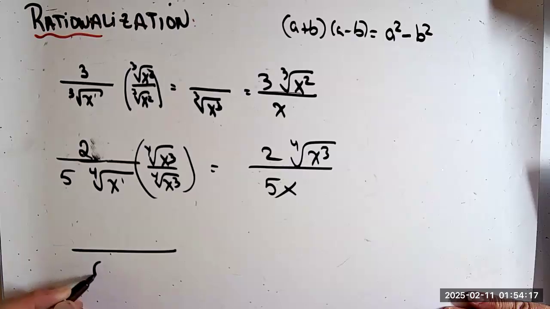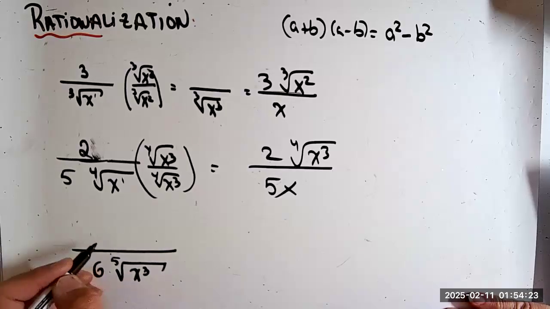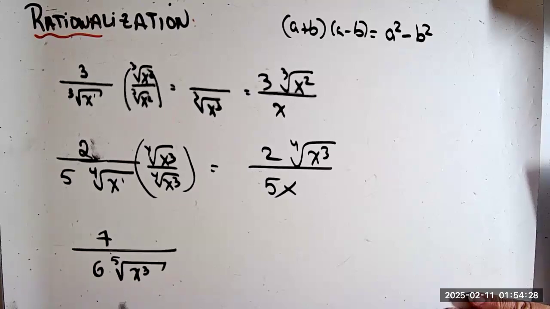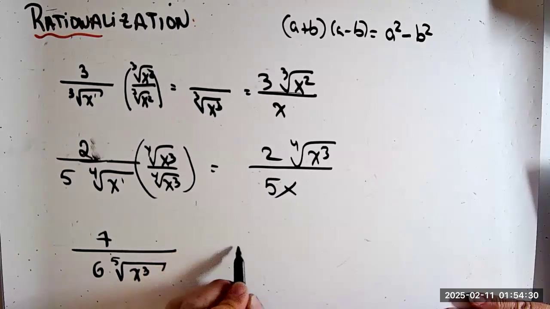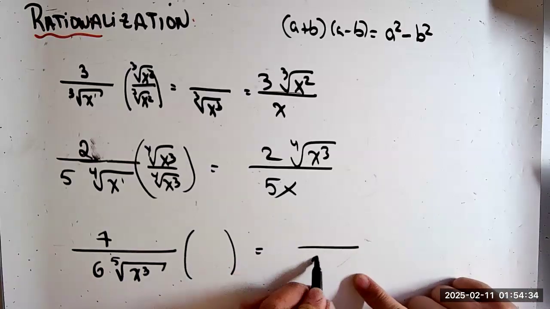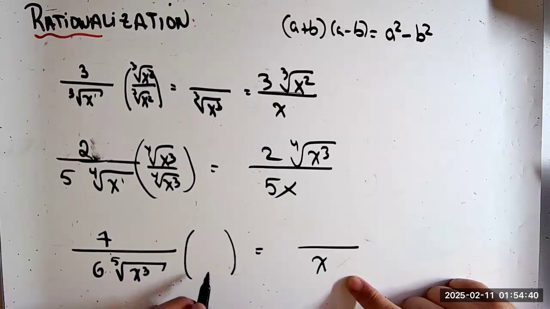Last but not least, if I have 6 over the fifth root of x cubed, and here I have 7. Okay, so if I need the fifth root, I need x to the 5. I have 3, so we need 2 more.